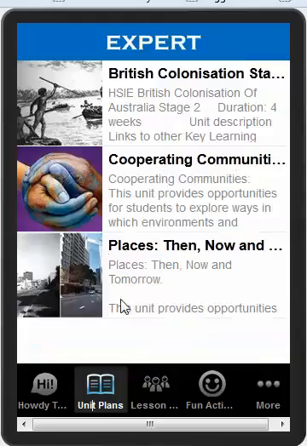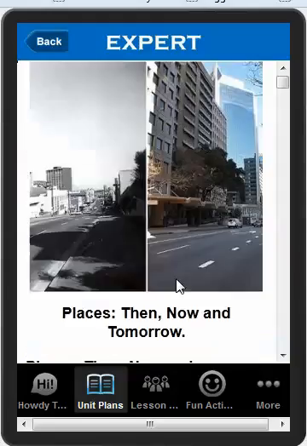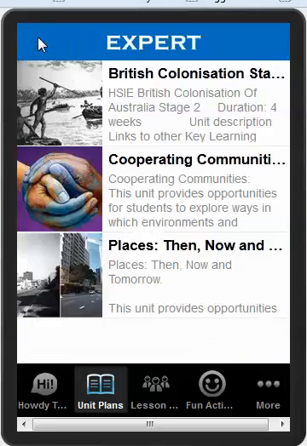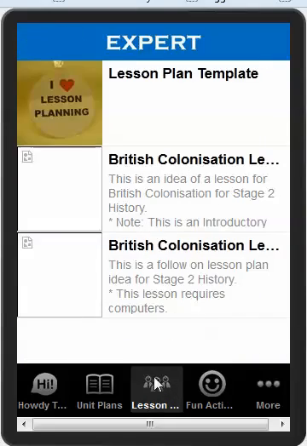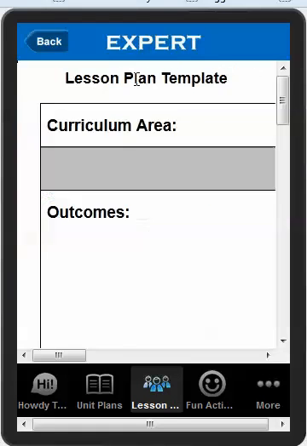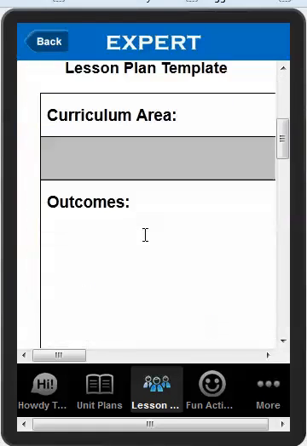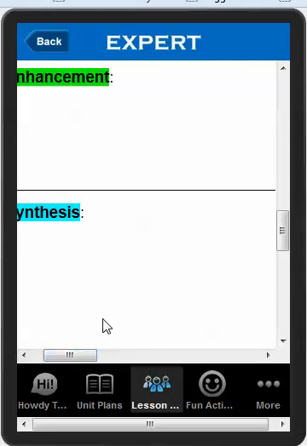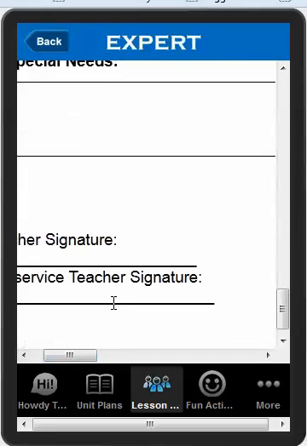And then as you can see here, here's another one for places then and now and tomorrow. On this one here, we have lesson plans. So I've created a lesson plan template that teachers can use, because sometimes pre-service teachers struggle to find a template.